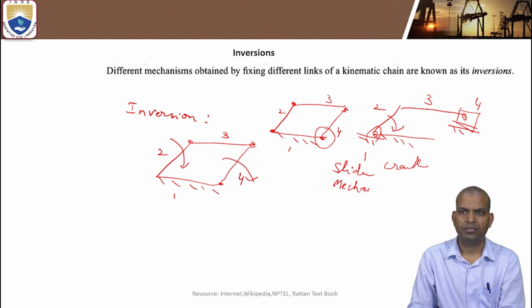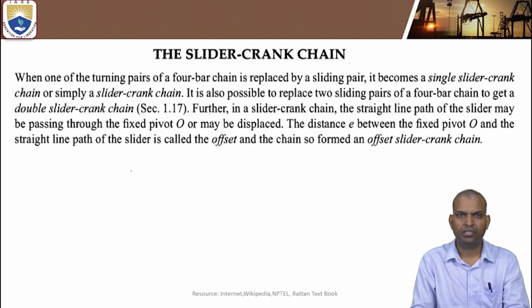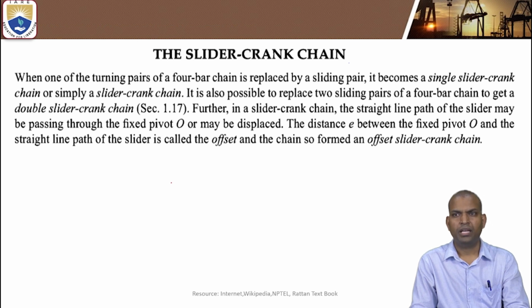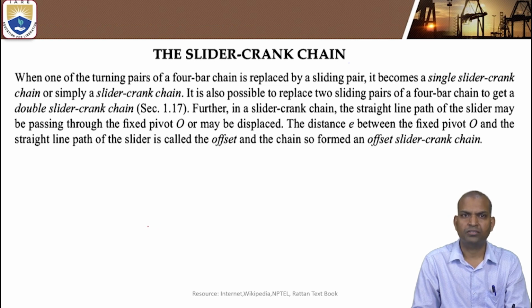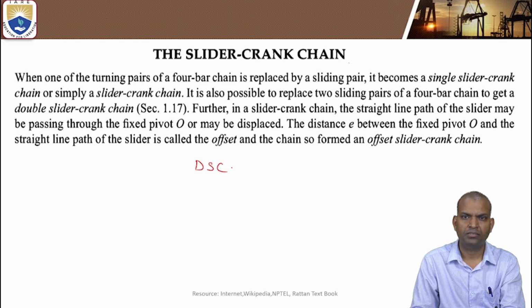Slider crank mechanism. Alright. Now that is the concept of slider crank chain. So when one of the turning pairs of a 4-bar chain is replaced by a sliding pair, it is known as a slider crank kinematic chain, or simply a single slider crank chain, or simply a slider crank chain. If you replace two turning pairs with 2 sliding pairs, then it is known as a double slider crank chain.